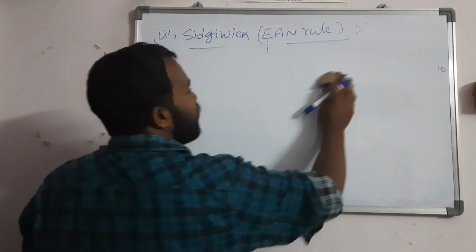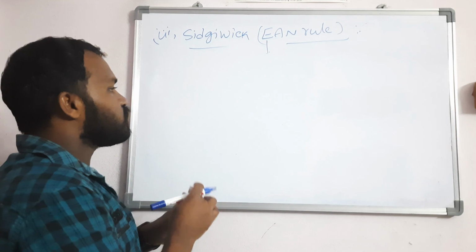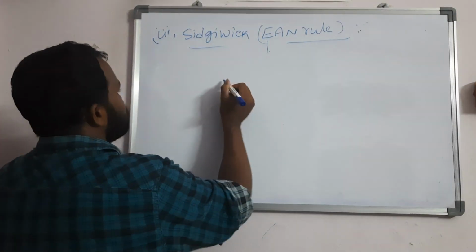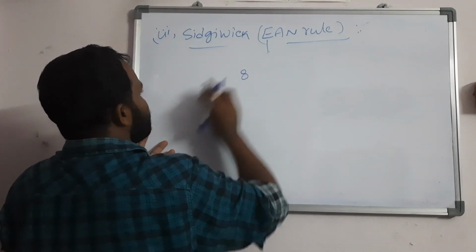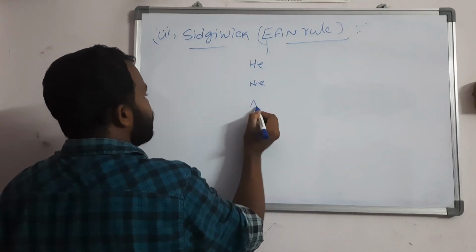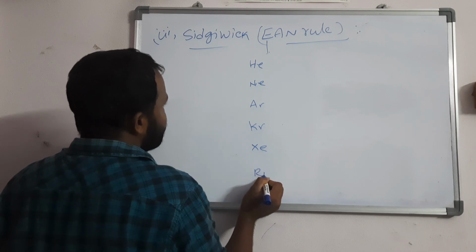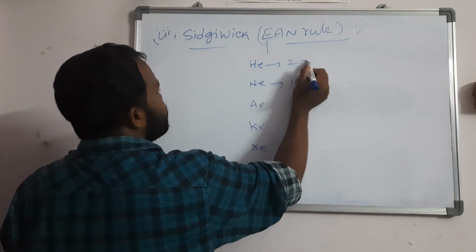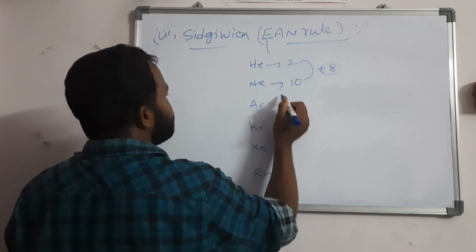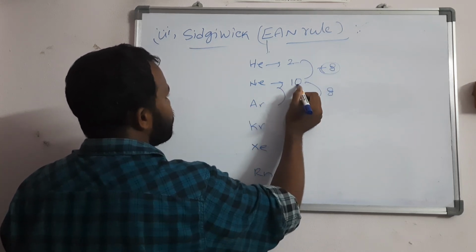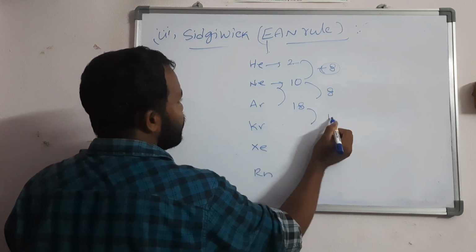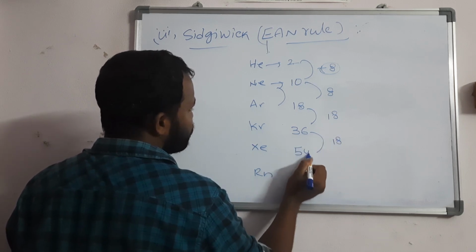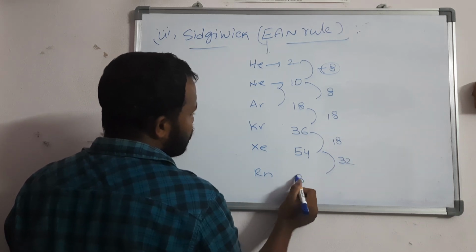According to this theory, the EAN should be near the inert gas elements, which satisfies the octet. The inert gases are helium, neon, argon, krypton, xenon, radon. Helium's atomic number is 2, neon's is 10. There is a periodicity: 2, plus 8 gives 10, plus 8 gives 18, plus 18 gives 36, plus 18 gives 54, plus 32 gives 86.